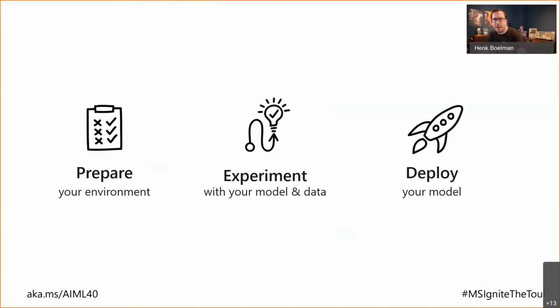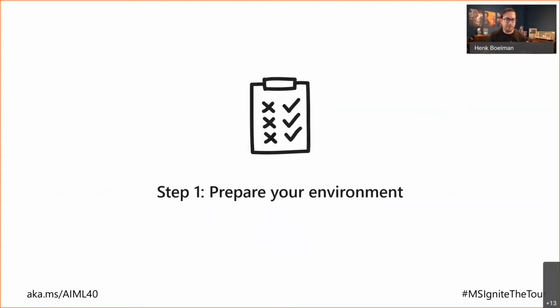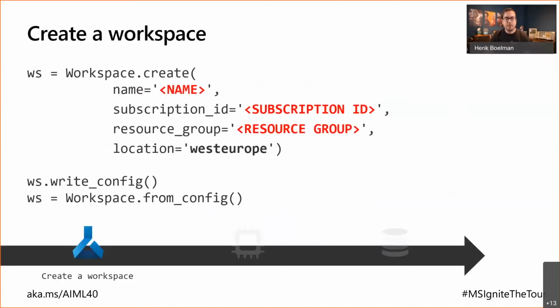So let's see how we can get started with Azure Machine Learning. First we need to prepare our environment. Then we need to start experimenting with our model and our data. And later on we can deploy our model and actually run it in production. So, preparing our environment. I already gave you a peek at how it looks, but now we're going to start from scratch. The first thing we need is a workspace.